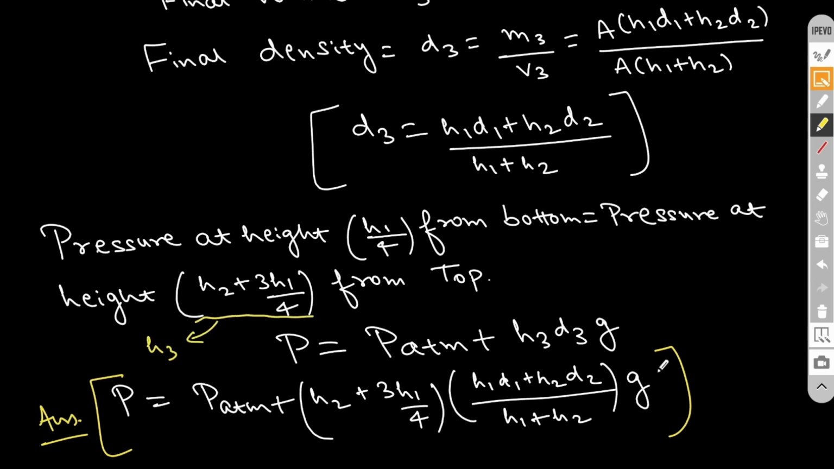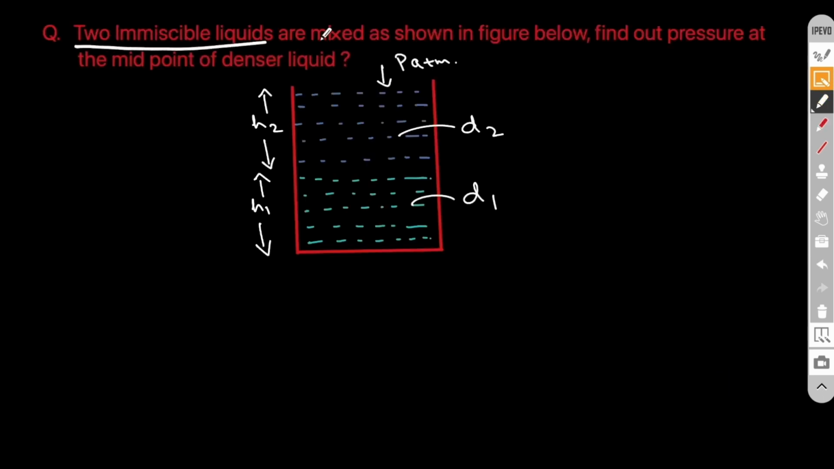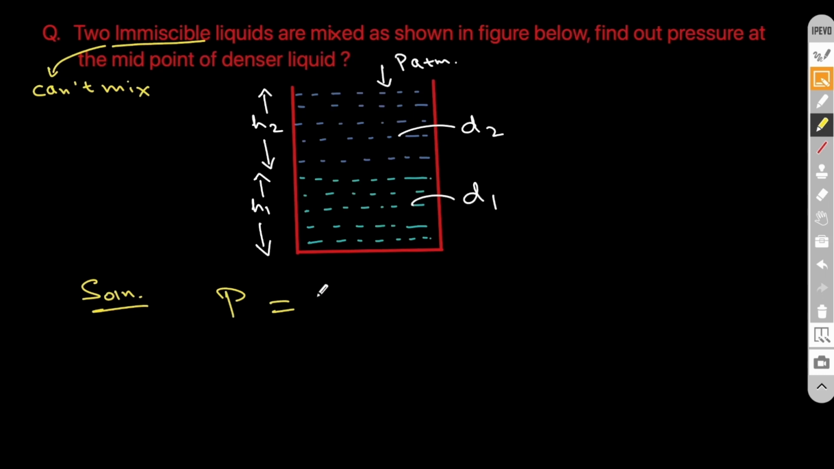Moving further, we'll solve another problem. Two immiscible liquids are mixed as shown in the figure below. Find out the pressure at the midpoint of the denser liquid. So you know what immiscible liquids are: which can't mix, right? The liquid with density D1 is the denser liquid here. Also, the pressure at the midpoint of the denser liquid will also be equal to the pressure at the top surface of the denser liquid, right?